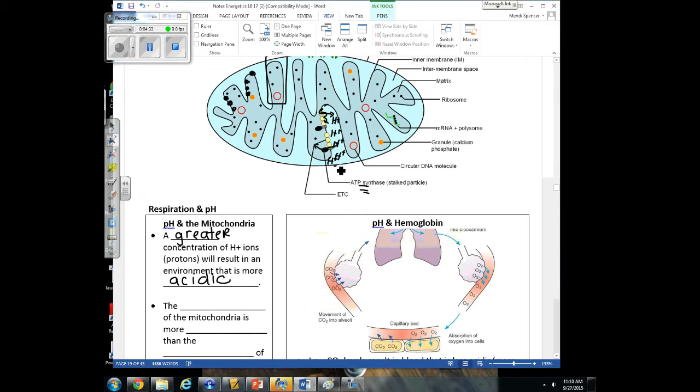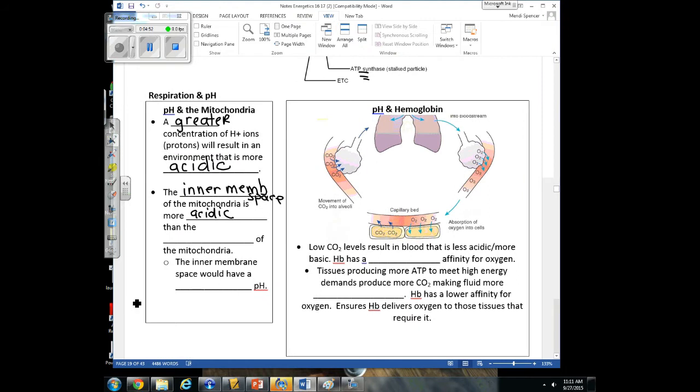Now, because of this high proton concentration in that inner membrane space, the inner membrane space of the mitochondria is more acidic. It's more acidic compared to the matrix of the mitochondria. The matrix of the mitochondria has a lower hydrogen ion or proton concentration. So since the inner membrane space is more acidic, then we know that it's going to have a lower pH compared to the matrix. Now let's relate this idea of pH to hemoglobin and oxygen transport.